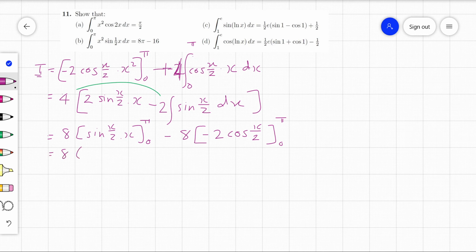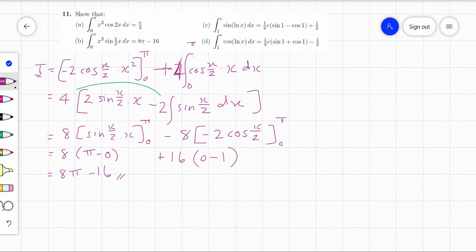So when I sub in 0 here, obviously it's times 0, so I don't have to worry about that. When I sub in the pi, sine pi on 2, sine 90 is 1, and I'm timesing by pi, so I just get pi there. Here I'm going to put the 2 outside, so I've got positive 16. Now, when I sub in pi, I've got cos pi on 2, which is 0. When I sub in 0, cos of 0 is 1. So you can see here I'm going to get the 8 pi, and I'm going to get minus 16. Let's hope that's what we wanted, thank goodness.